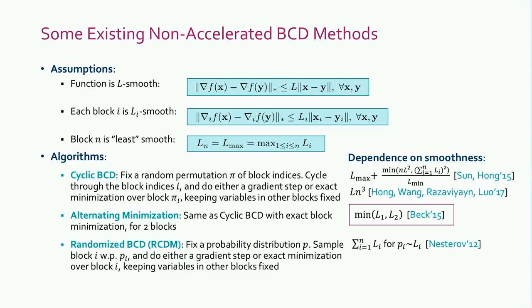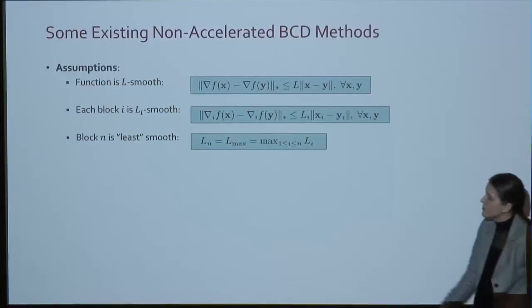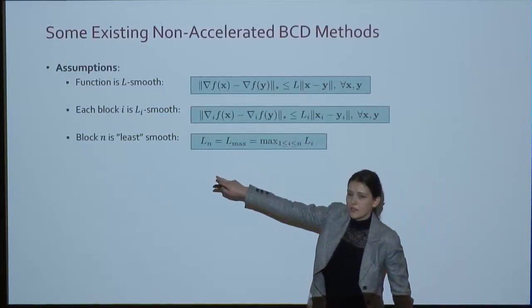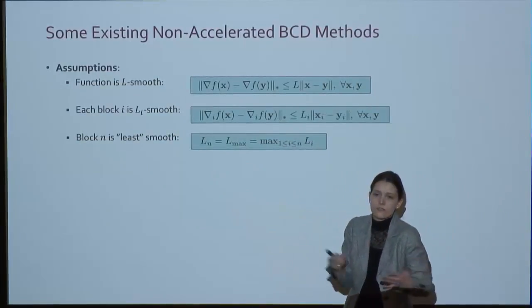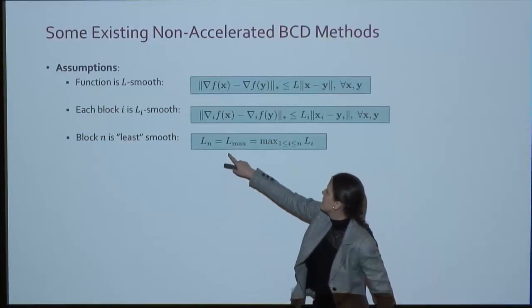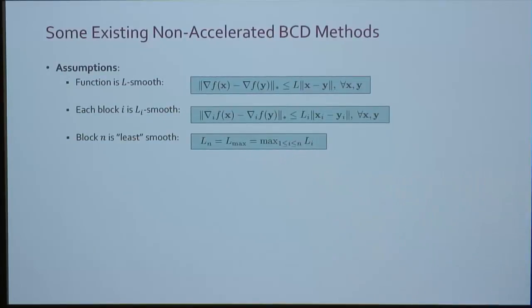Some standard assumptions are that the function is globally smooth, and that each block is Li smooth. To tell you about some results, I will be assuming, without loss of generality, since I can just permute things any way I like, that the last block is the least smooth one. It has the largest smoothness parameter.